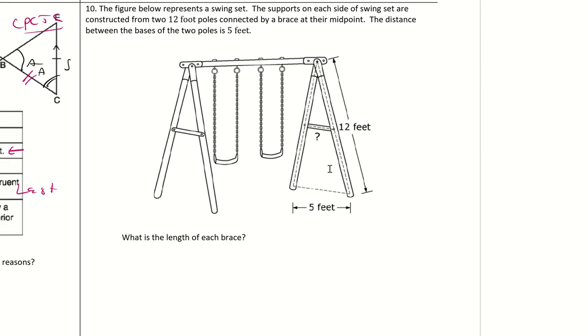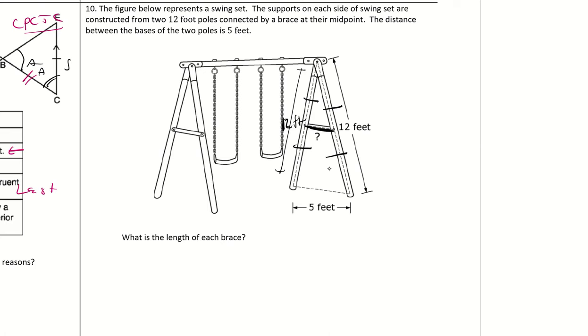So number 10, the figure below represents the swing set. The supports on each side of the swing set are constructed from two 12-foot poles. Okay, so that's just the 12 feet here, and then this is the 12 feet here. Connected by a brace, so this is the brace at the midpoint. So this is the midpoint, so that means this is cut in half. The distance between the bases of the two poles is 5 feet. Okay, the distance between, so that's this distance here, which is 5. Okay, what is the length of each brace?